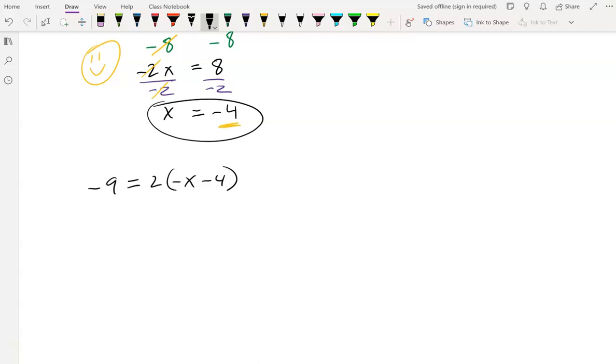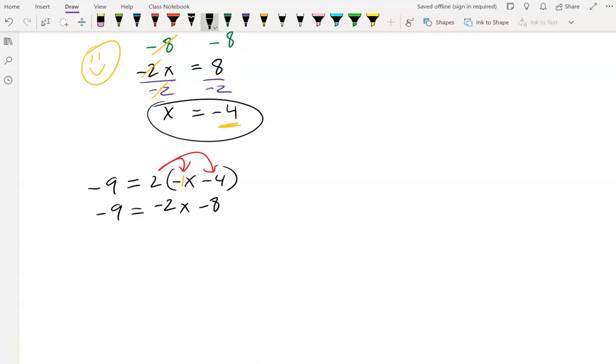Okay, now distribution. We're going to distribute the 2. 2 times negative x. Remember, that's a negative 1x. Anytime you see an x by itself, that's 1. 2 times negative 1 is negative 2x. And 2 times negative 4 is negative 8.